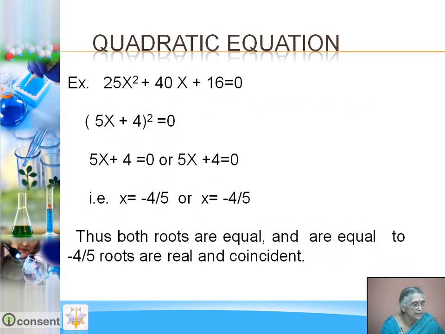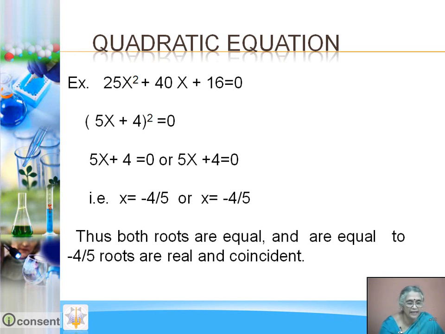Now you are given the equation 25x square plus 40x plus 16 is equal to 0. Obviously, this is a complete square of 5x plus 4. So we write (5x plus 4) whole square is equal to 0. As the square is 0, you can write the bracket is 0. Therefore 5x plus 4 is 0. So x is equal to minus 4 by 5.